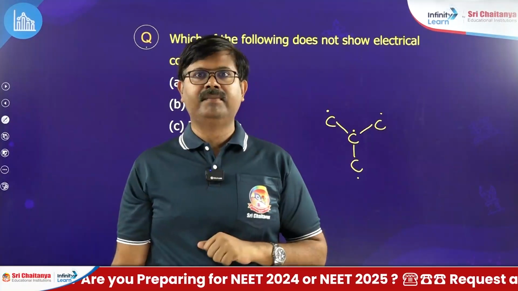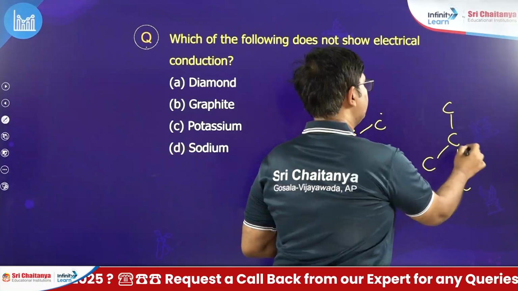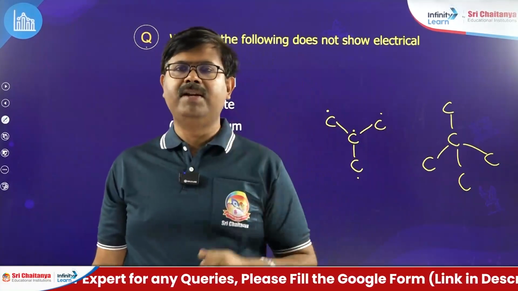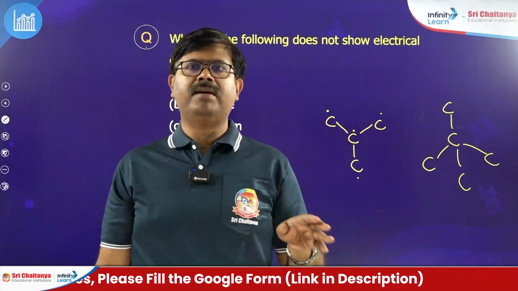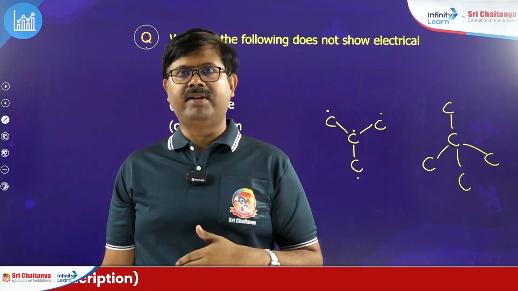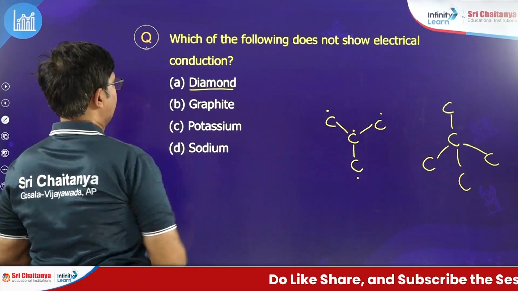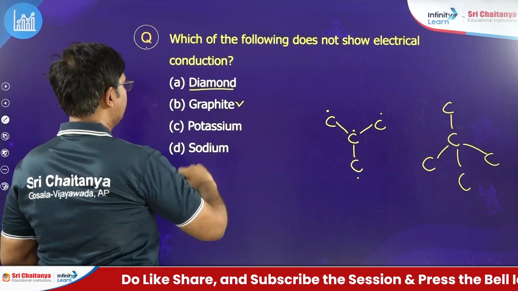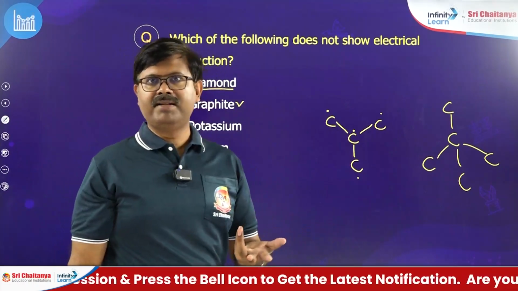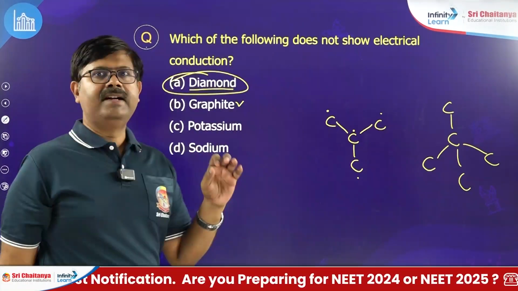graphite is a very good conductor of electricity. But when you go to diamond, around each carbon of diamond, there are 4 other carbons. So, all 4 valence electrons are participating in bonding. There are no unpaired electrons present in any carbon. Therefore, it is a bad conductor of electricity, or insulator. Therefore, diamond does not conduct electricity, graphite conducts fine, and potassium and sodium are metals, and we know that metals are very good conductors of electricity, so they also conduct. So, the only one which does not conduct is diamond.